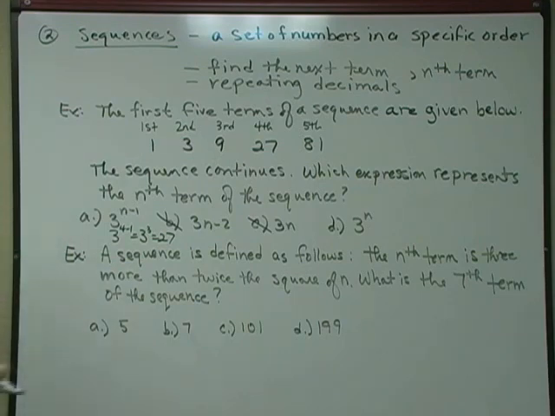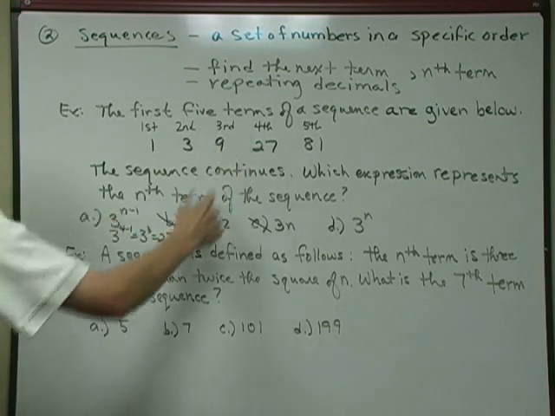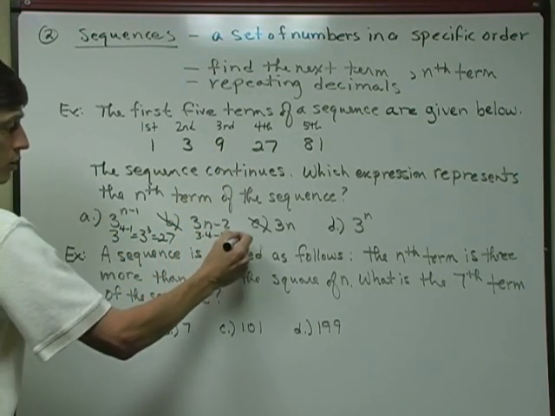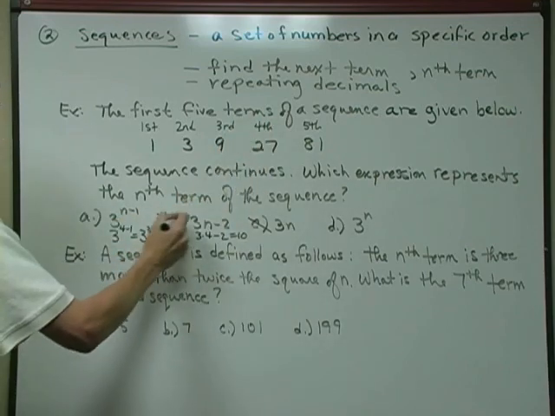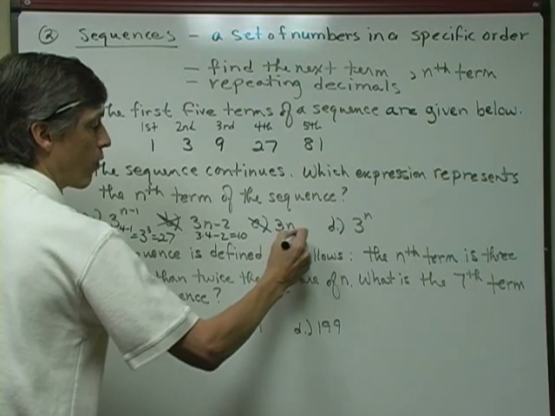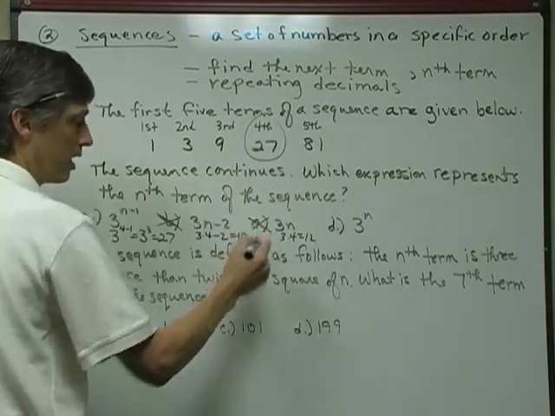I'm going to keep that one in mind. Now just to reinforce that I don't think it's either one of these, let's plug a 4 in here. 3 times 4 minus 2, that's 12 minus 2, which is 10. No, that's not 27. Definitely not right. If I plug a 4 in here, this is 3 times 4, which is 12. That's not 27. Right? Clearly, that's not it.